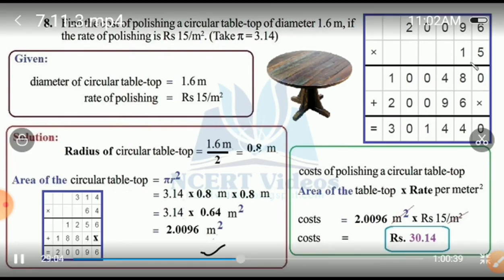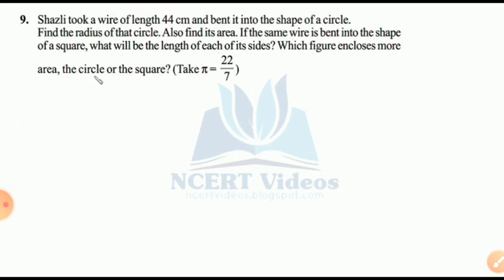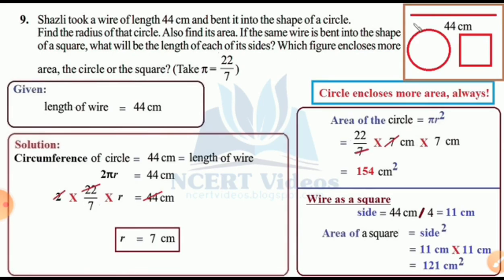Now look at the next question, question number 9. Sazli took a wire of length 44 centimeter and bent it into the shape of a circle. Find the radius of the circle, also find its area. If the same wire is bent into the shape of a square, what will be the length of each of its sides? Which figure encloses more area, the circle or the square? You have to take pi as 22 upon 7.